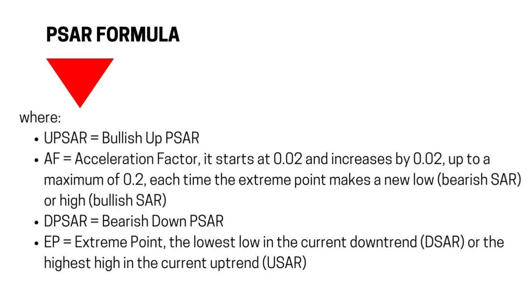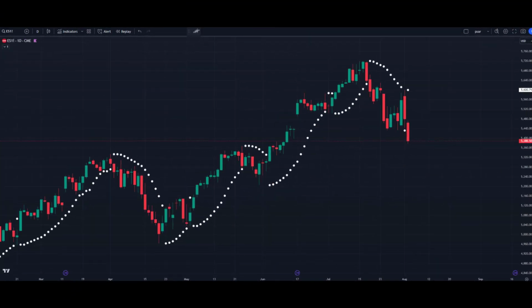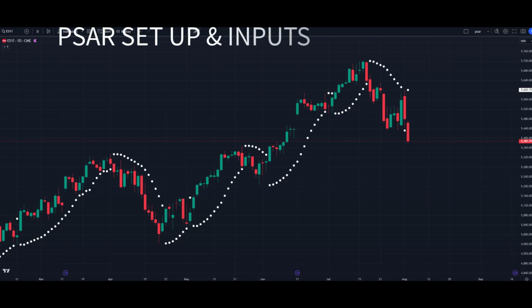And the DPSAR, that's the bearish down SAR. The EP is the extreme point, and that's the lowest low in the current downtrend, DSAR, or the highest high in the current uptrend, USAR. So that's the formula. So let's get back to the charts and look at those variables in a bit more detail. Now back to our S&P 500 daily example with the PSAR added on.